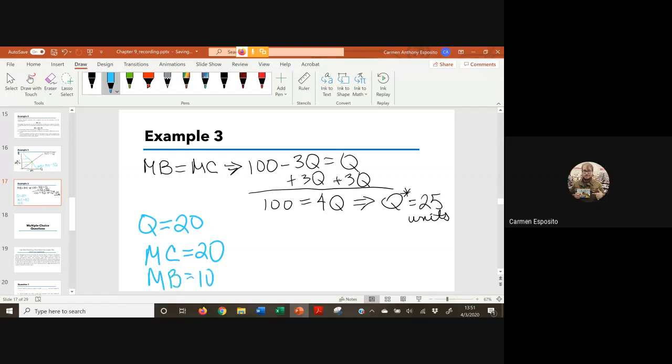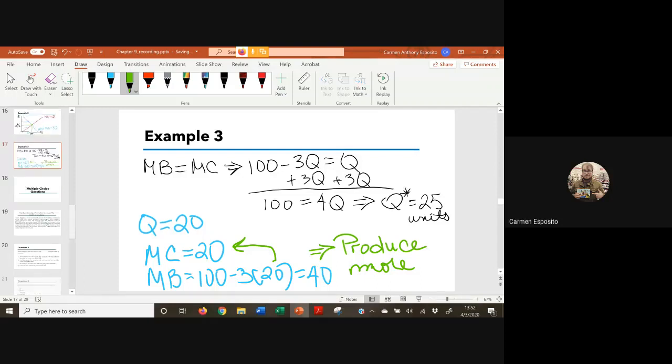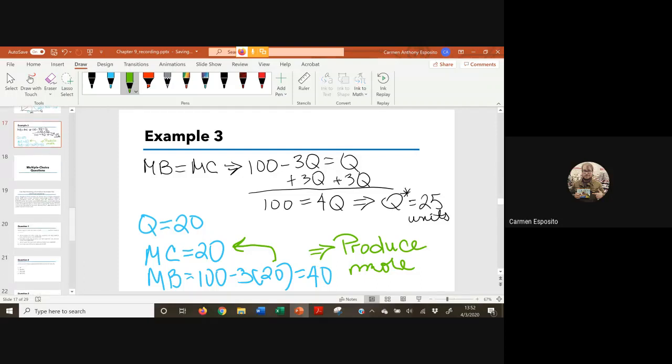is equal to 100 minus 3q, which is 3 times 20, which is 60. 60 from 100 is 40. And this thing exceeds marginal cost. And so Crystal should keep producing. Now, if it was the other way around, then she shouldn't produce. Okay?